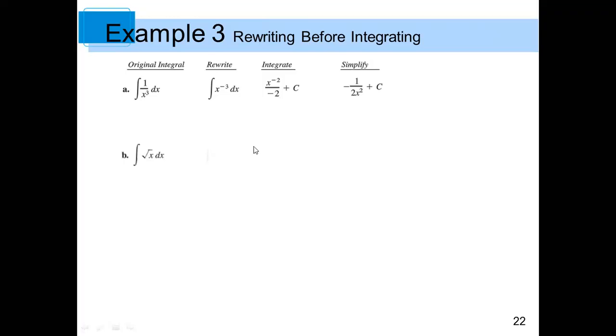This one, square root x, is the same as x to the half, so add 1 to the exponent. Now they divided by the new exponent, I would have just multiplied by 2/3. You get 2/3 x to the 3/2.